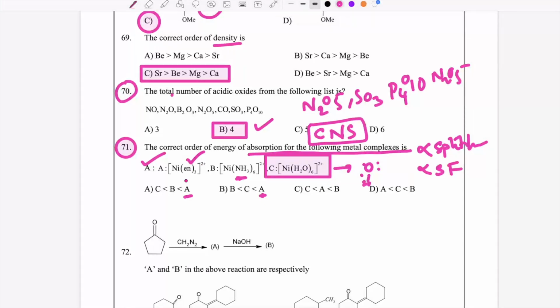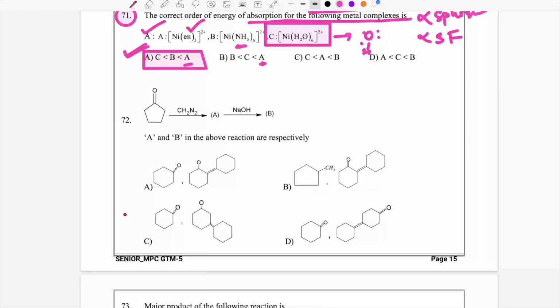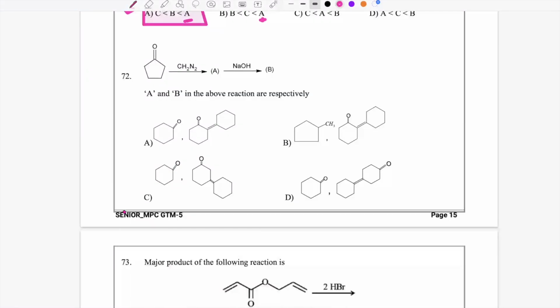So A followed by what should it be? B followed by C. So option 1 is the right answer. So what order is asked? There is no order given here, but this is the only correct order present in it. Right. We'll move to question 72.